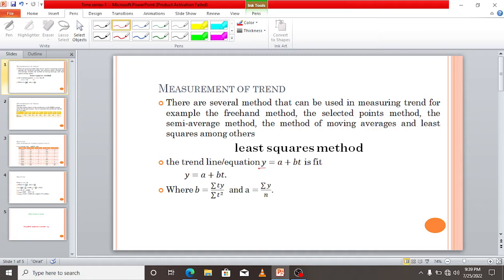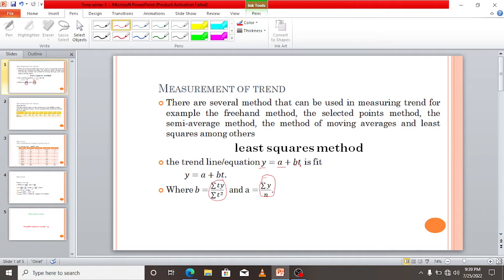And then a, it can be represented by this formula. Okay, and then b, it can be represented by this formula. Okay, so we are going to look at how we can get this variable t.